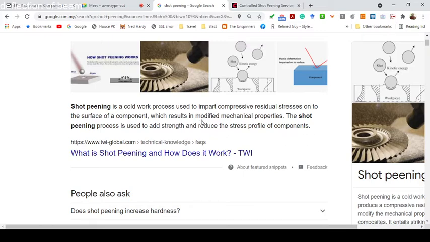So whenever your component is not that strong, you just do the shot peening process. You shoot it with some sort of small ball bearing, but it's not a ball bearing, the particle is like that. And then the surface becomes stronger.